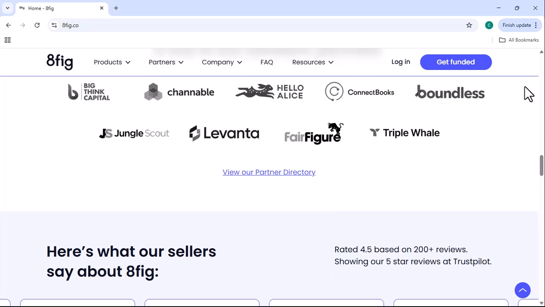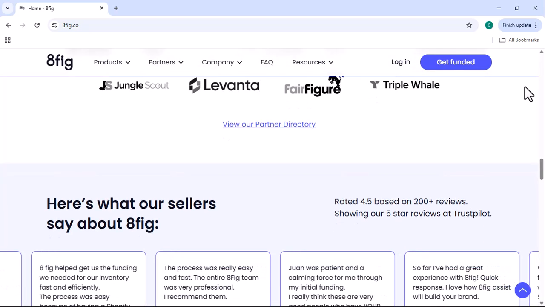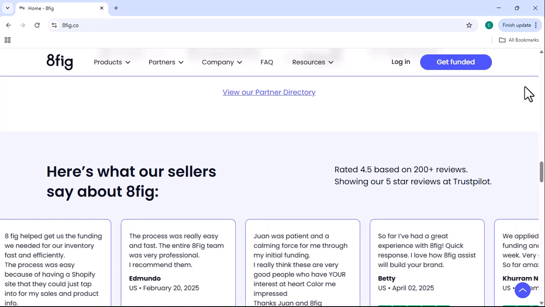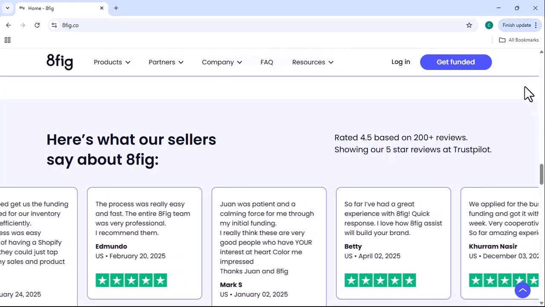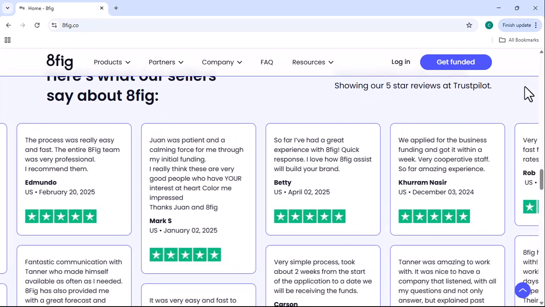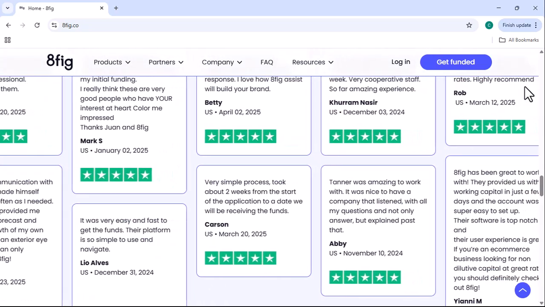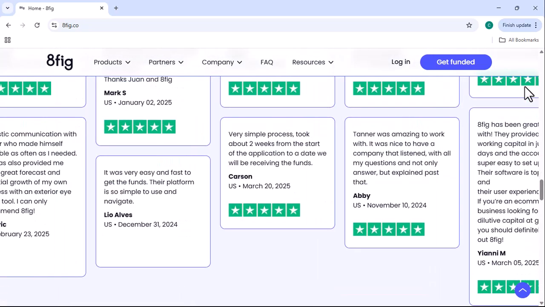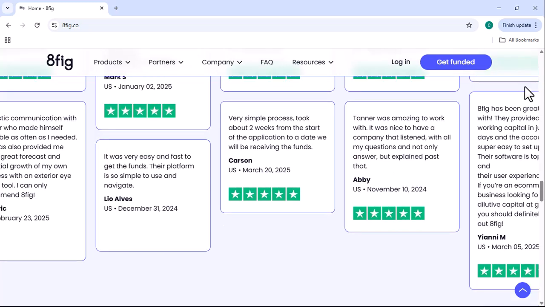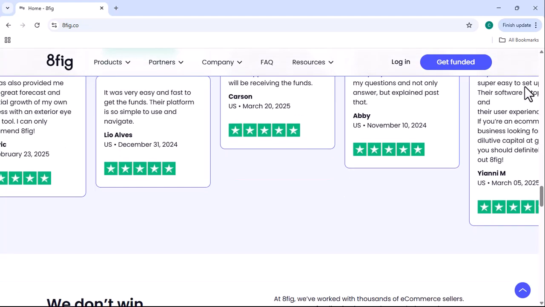8Fig addresses this by structuring repayments as a percentage of your future sales. This is often referred to as a revenue share or merchant cash advance type of model, though 8Fig has its own refined approach. Here's how it typically works. When you secure funding from 8Fig, they provide you with capital to purchase inventory, scale your marketing, or invest in other growth initiatives. In return, you agree to remit a predetermined percentage of your daily or weekly sales until the original capital plus the agreed-upon fee, their cost of capital, has been repaid.